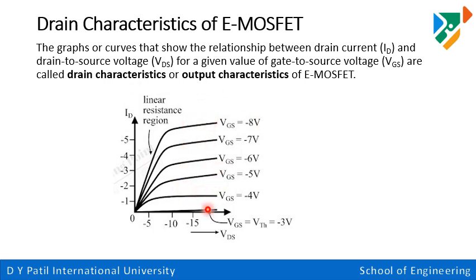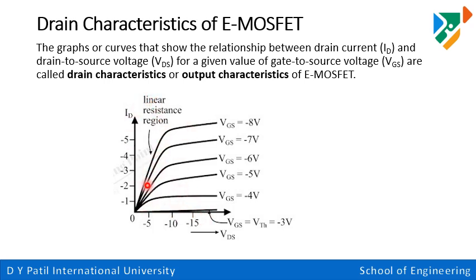Now if we compare this characteristic with the N channel, the only difference is that in P we give VGS negative, while in N channel we provide positive voltage. Same thing, this drain characteristic is divided into three regions: the linear resistance region or ohmic region, the constant or saturation region, and below this the cutoff region.